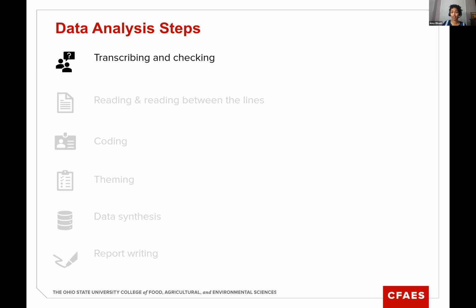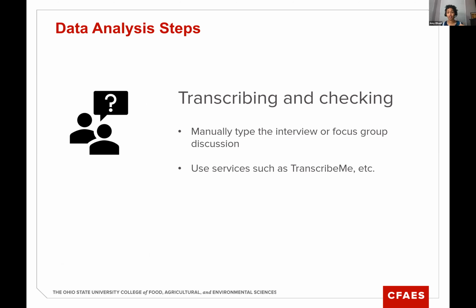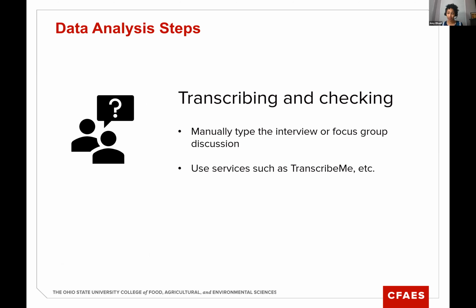So what you do first is you transcribe and check. Transcribing can be done manually if you have audio recorded, of course. You type it, or you can use services such as Transcribe Me. Debbie, do you know, or anyone else? I know that it's with NVivo, which is a software you use for qualitative research. It's a paid fee. But is it available not through NVivo? You can just get in touch with Transcribe Me, correct?